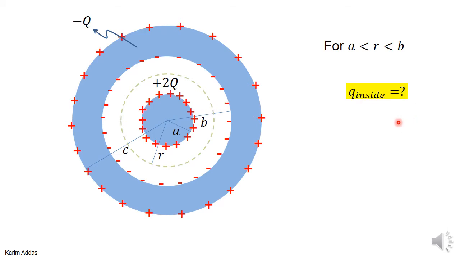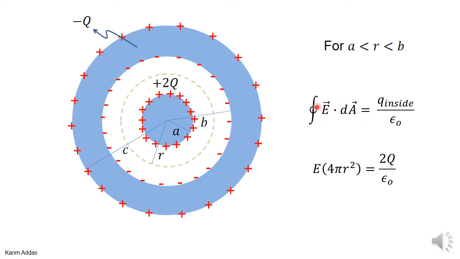Okay, what about the right-hand side of Gauss's law? The right-hand side is asking what's the total charge inside this Gaussian sphere. So let's look inside the Gaussian sphere and see how much charge is there. We can see that the charge is plus 2q. So we know that the charge inside is plus 2q. The left-hand side of Gauss's law, we found it's this. The right-hand side, we found it's this.